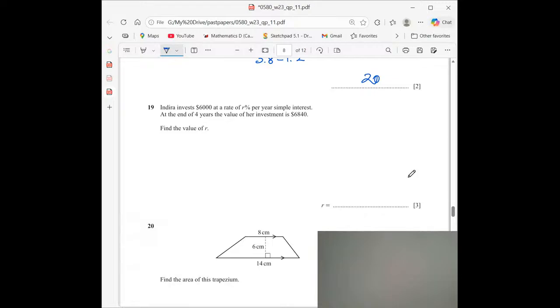What we have to do here is: Indira invests $6,000 at a rate of R% per year, simple interest. At the end of the fourth year, the value of her investment is $6,840. Find the value of R. Okay, the percentage rate is required here.